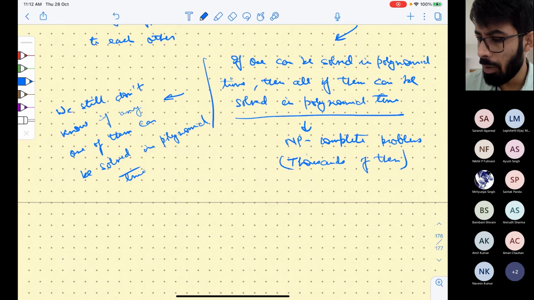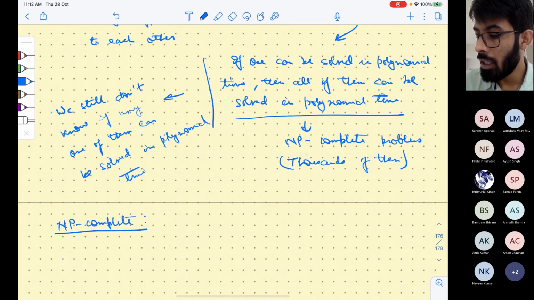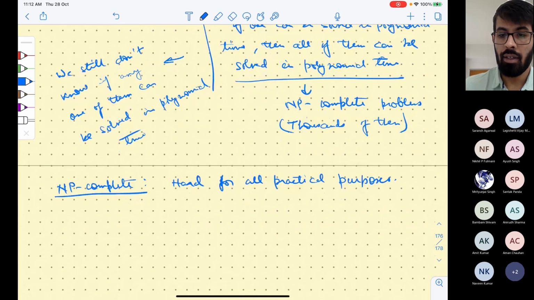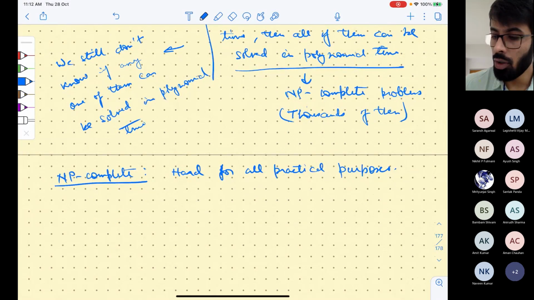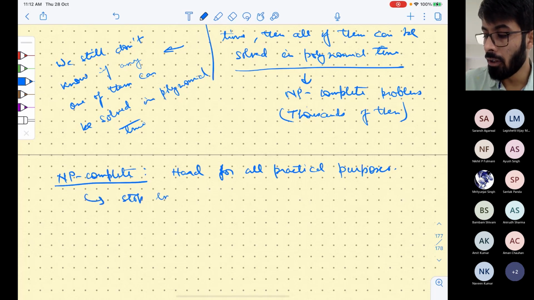So what is the idea of NP-complete? That these problems are hard for all practical purposes. So if you come across a problem and you find out that this problem is NP-complete, then probably you should stop looking for an efficient algorithm for that problem. Again, polynomial time.